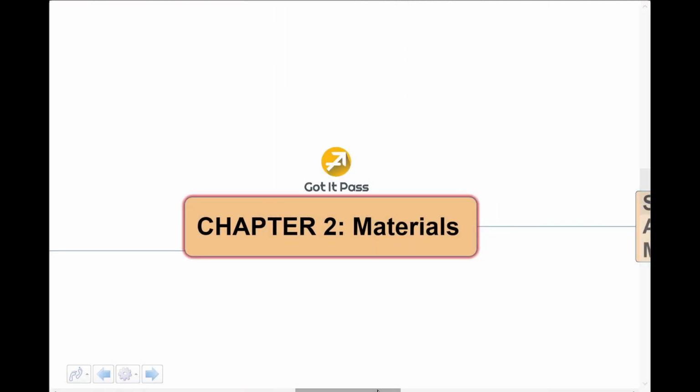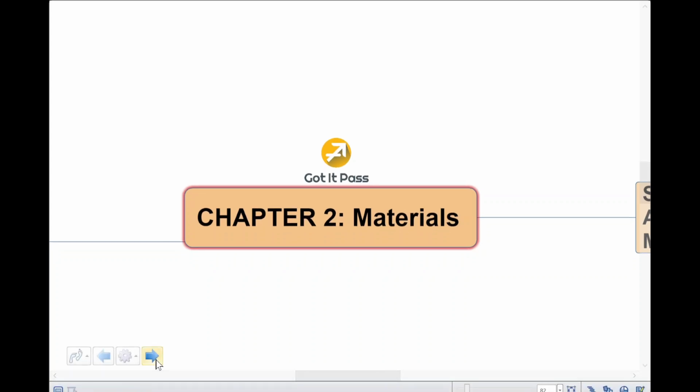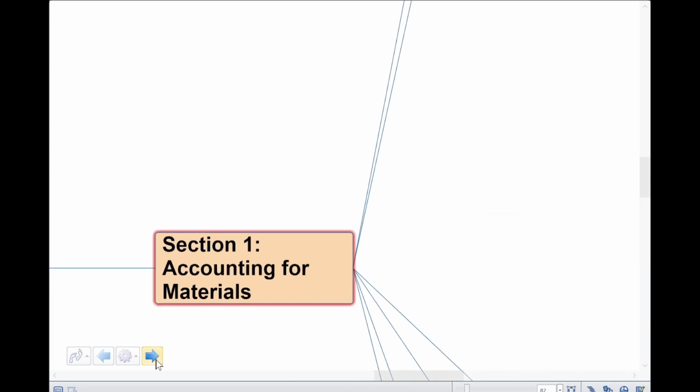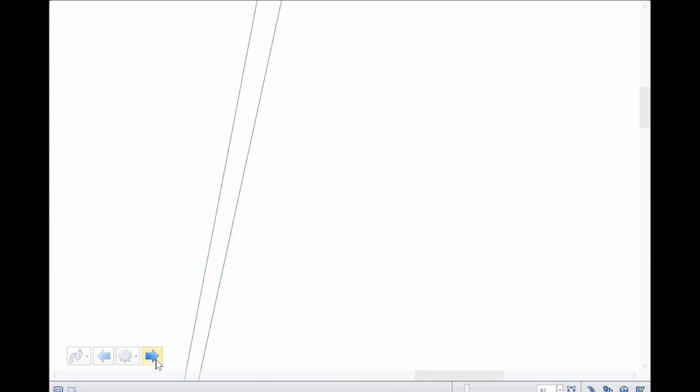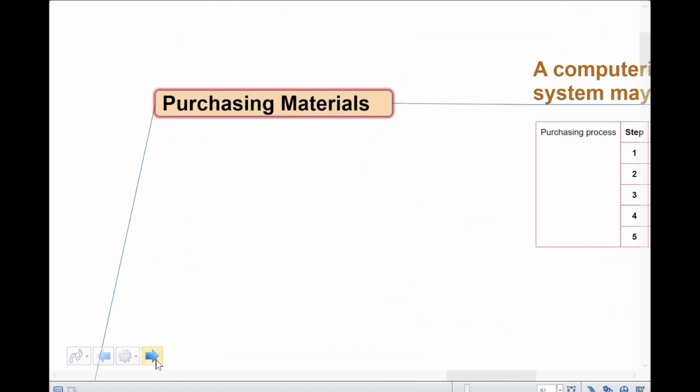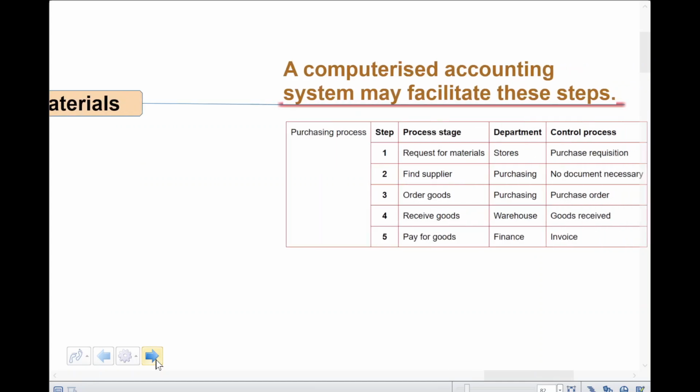So we move to chapter 2, materials, our first sort of technical chapter, as it were. Let's take a look at the first area, which concerns accounting for materials. Now, in terms of purchasing materials, think about a purchasing department.